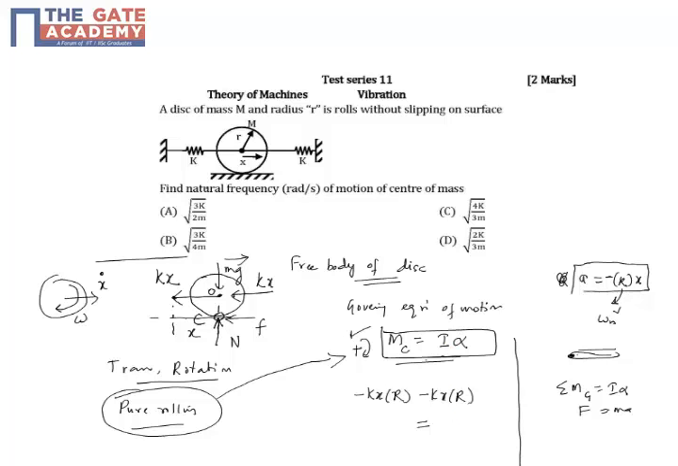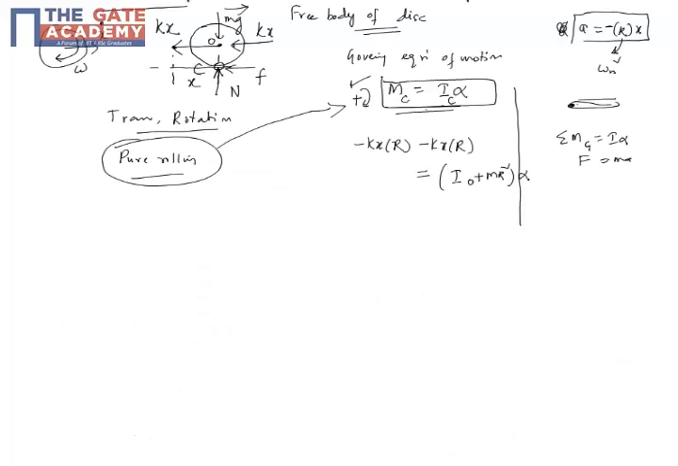Now I of a disk about C, we need to use the parallel axis theorem, so I naught about the center plus mr square, into alpha. So minus kx minus 2kx into r is I naught plus mr square. I naught of a disk is mr square by 2, so mr square by 2 plus mr square is 3 by 2 mr square, into alpha. So we write minus 2kx into r equals 3 by 2 mr square into alpha.